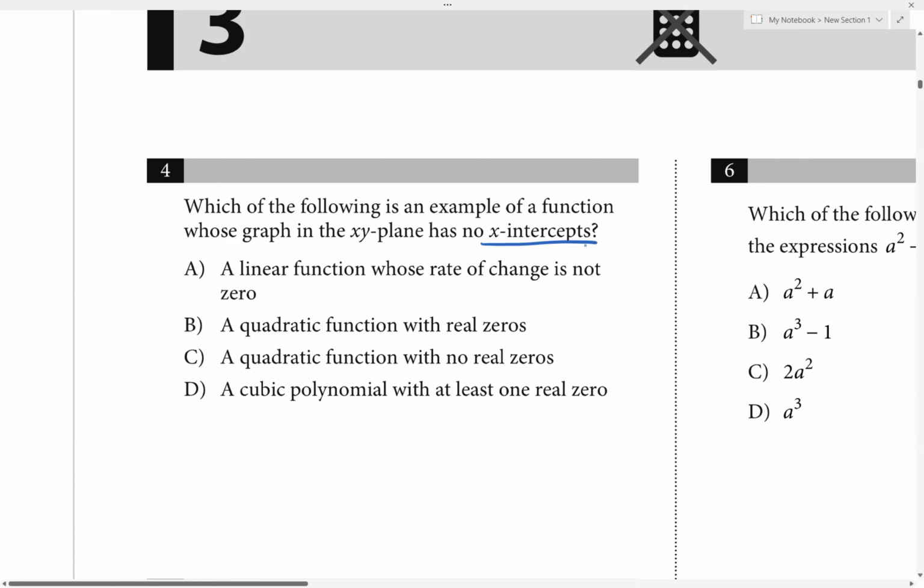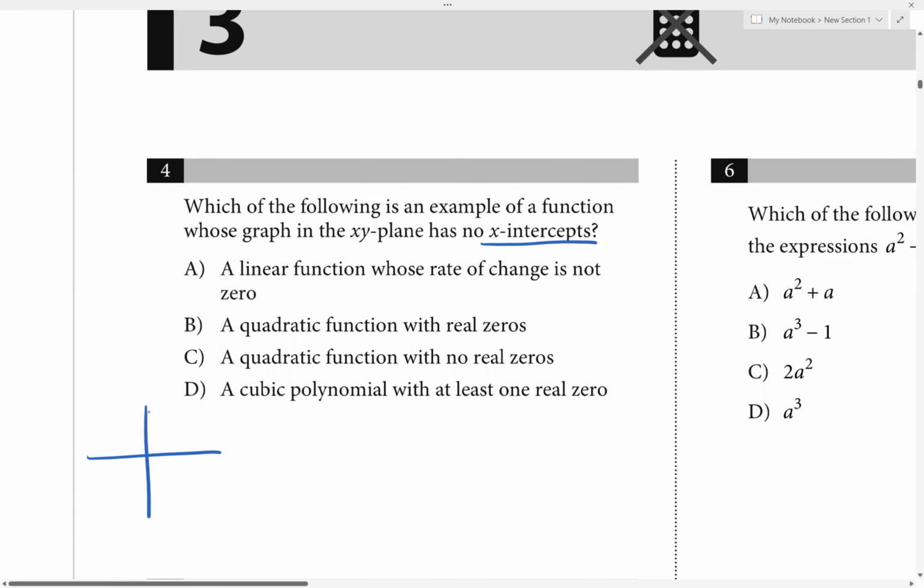So A says a linear function whose rate of change is not zero. The rate of change is just another word for the slope. So they're saying the slope is not zero. And think about the graph of a linear function, right? It goes on forever on both sides. It's a straight line. Okay, so the slope is not zero, so it won't be a horizontal line.